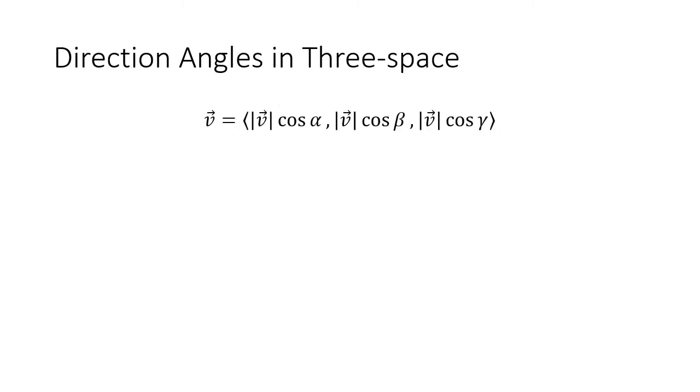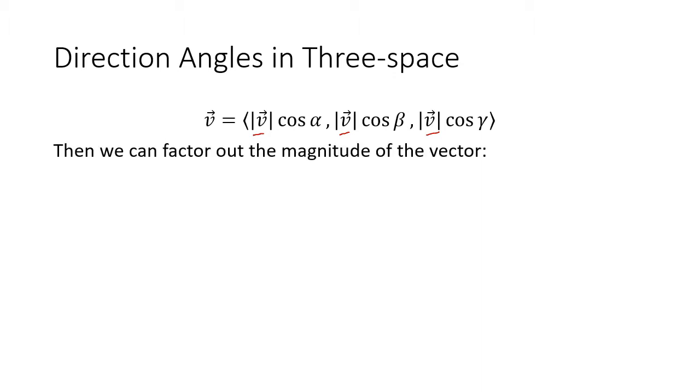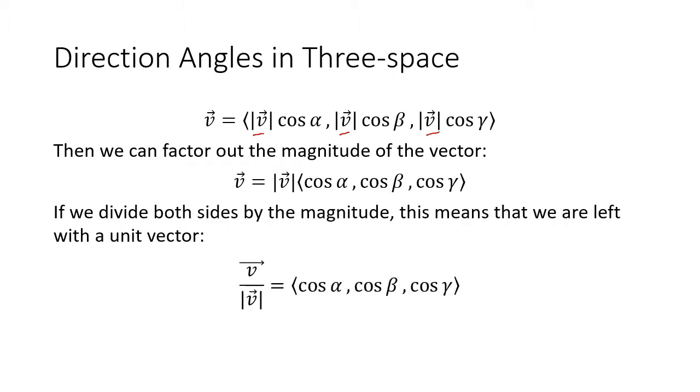Well, that means I can describe my vector v using the magnitude and the cosine of each of my direction angles. But notice each one of these components has that magnitude of v. And the magnitude of v, right, any magnitude is a scalar. So I have the same scalar multiplied by each of these components, which means I can factor it completely out of my vector. And now that I've factored it out, I'm going to divide both sides by that magnitude.